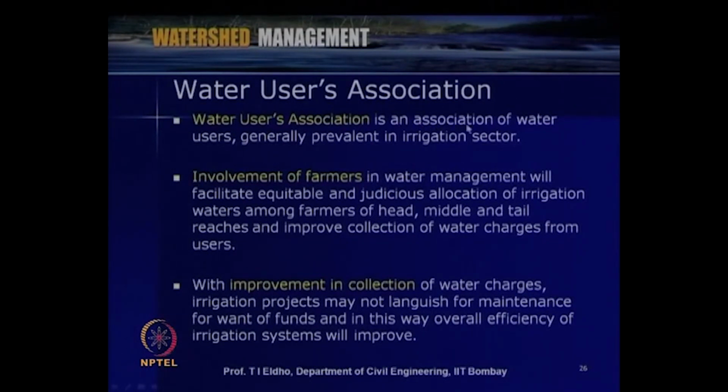Water users association is an association of water users, generally prevalent in the irrigation sector. Involvement of farmers in water management will facilitate equitable and judicious allocation of irrigation water among the farmers of head, middle and tail reaches, like in a canal system, and improve collection of water charges from users. With improvement in collection of water charges, irrigation projects may not languish for maintenance for want of funds, and in this way the overall efficiency of the irrigation system will improve. So, that way water users association can play a major role as far as efficient water use or water conservation is concerned.